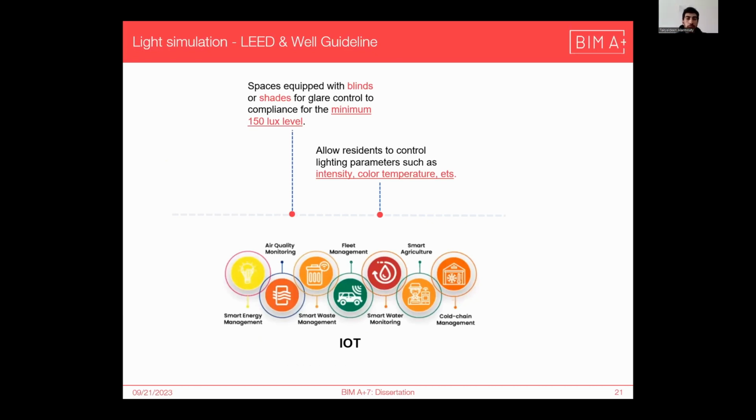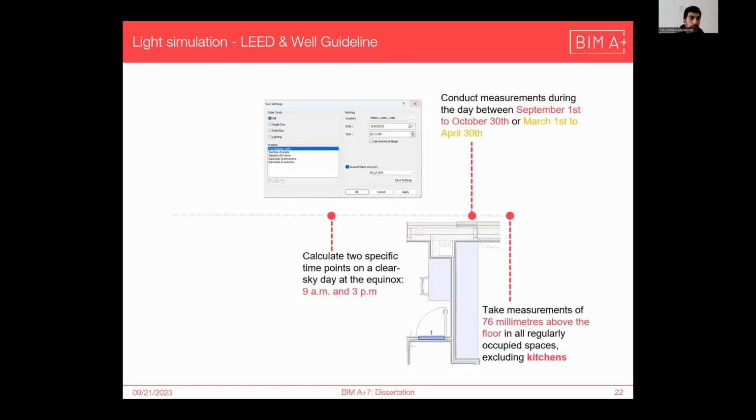Here, in these points and guidelines, it's mentioned that it's necessary to give the user the ability to control comfort by providing the space with glare control planes shaded to comply with the minimum level of 150 lux, allowing residents to control lighting parameters such as intensity, color temperature, etc.